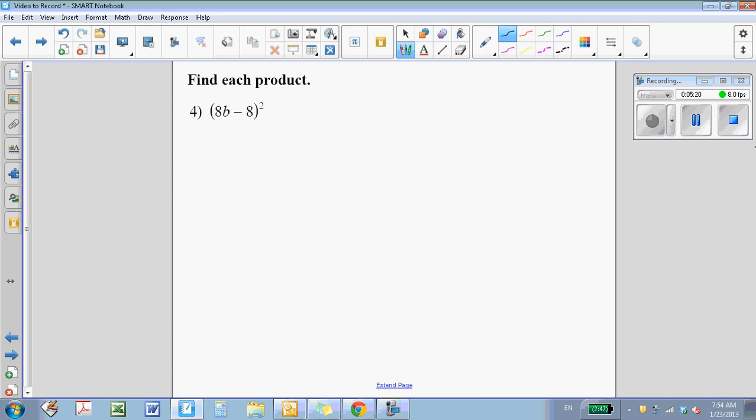Something like this. So I just want to first show you what not to do, and please be careful, do not do this. A lot of students think that they can just distribute the square and square each part, and I see answers like this. This is not correct. Please don't ever do this, and I'm going to show you why this is not correct.